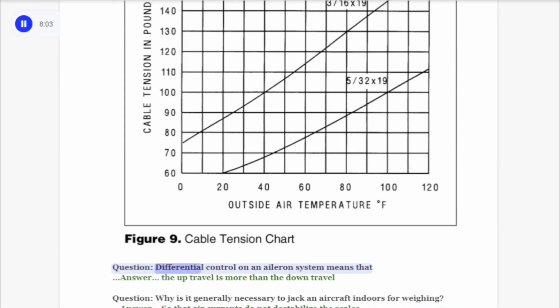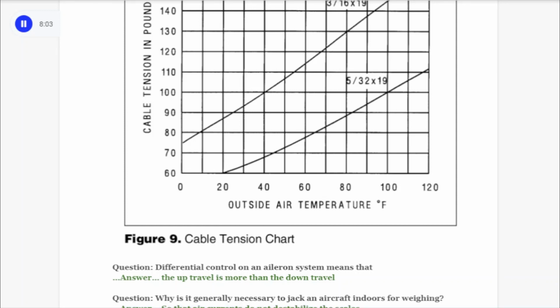Question: differential control on an aileron system means that. Answer: the up travel is more than the down travel. Question: why is it generally necessary to jack an aircraft indoors for weighing? Answer: so that air currents do not destabilize the scales.